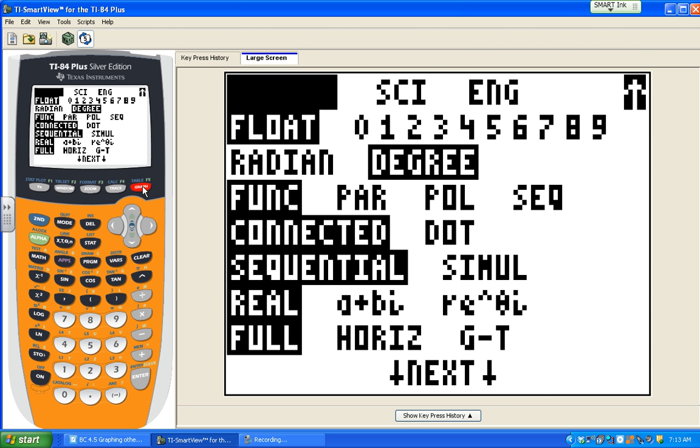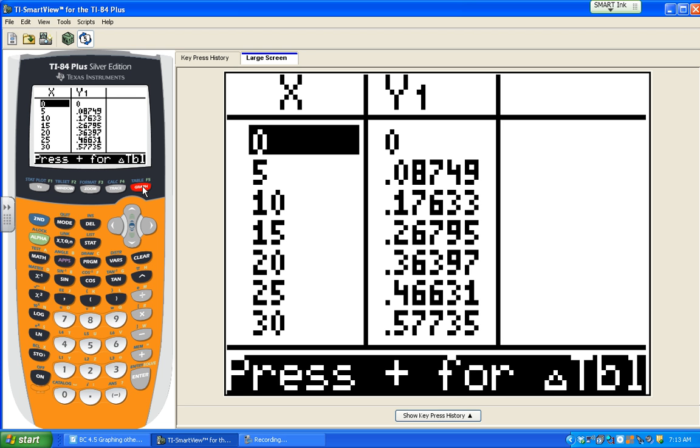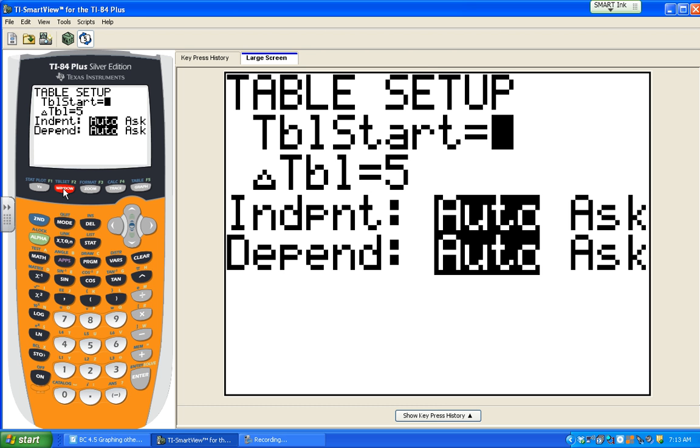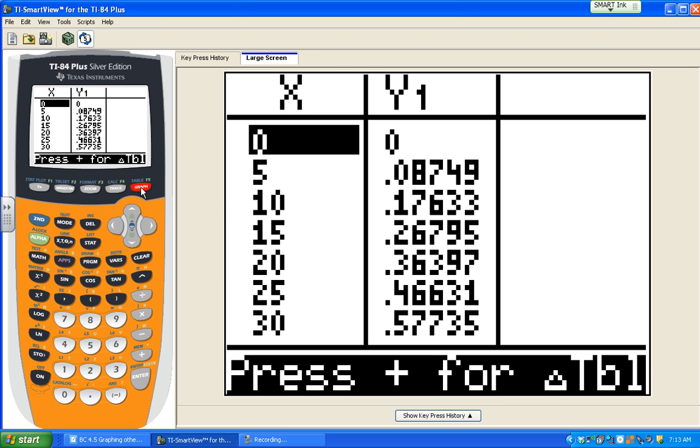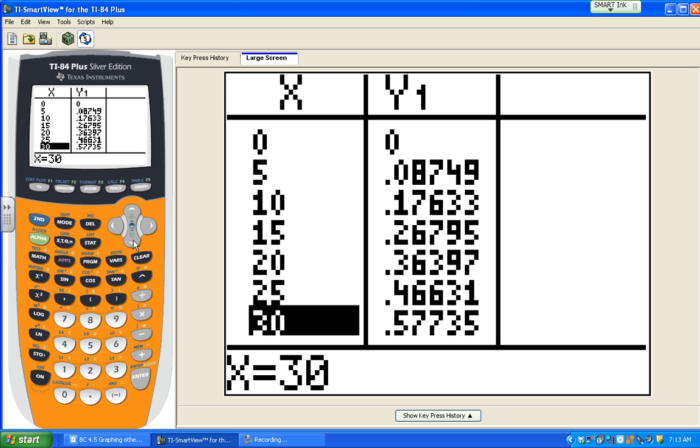And I really wanted to do the table. Now, I've numbered the table in kind of a weird way. I'm numbering by fives. If I go to table set, this is right above window, table set, I can start it at any number I want, and that little delta table, that triangle table, is the change on the table. So that's how it's counting. So if I go back to table, all right, so here are the numbers I was talking about. There's the 0.577.